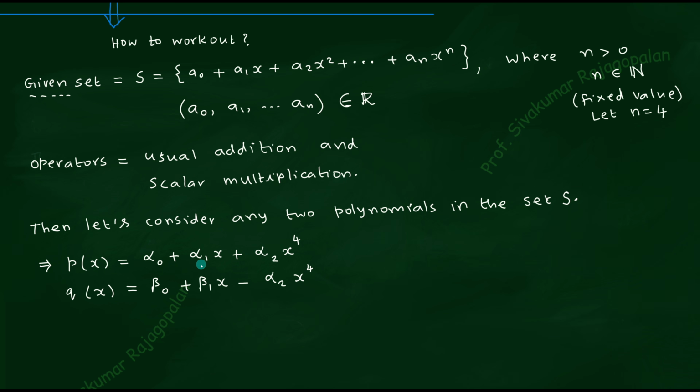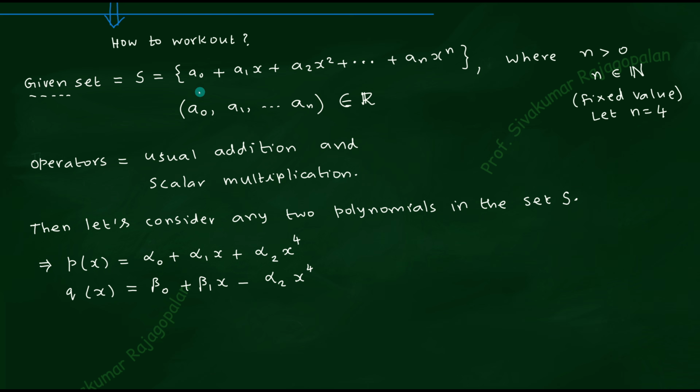Suppose we add these two polynomials. Why do you want to add? You already know that commutativity of addition is one of the axioms. Out of the 10 axioms, first vector plus second vector should be equal to second vector plus first vector. That condition should be satisfied. So we are interested to verify whether first vector plus second vector is a vector, which means p of x is a vector.